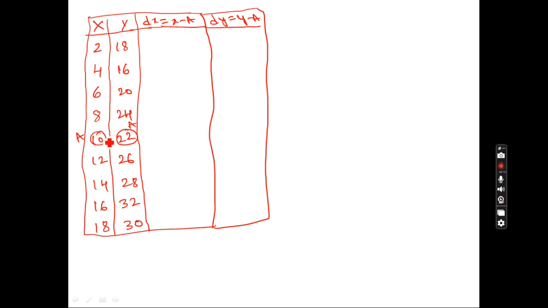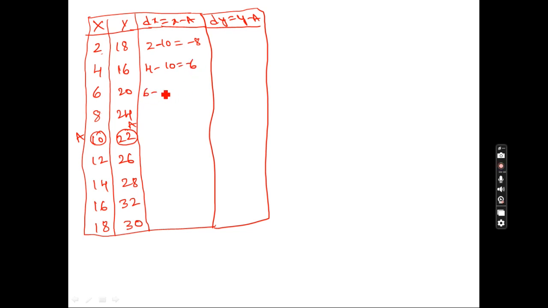Okay, that means suppose 10 observations are there, so you can select 5 or 6, it is your choice. Okay, so now what I will do, what is the formula written? dx is equal to x minus A. So x minus A, x means what? This value, 2 minus 10. So how much will you get here? Minus 8. Okay, so next 4 minus 10, so you'll get here minus 6.